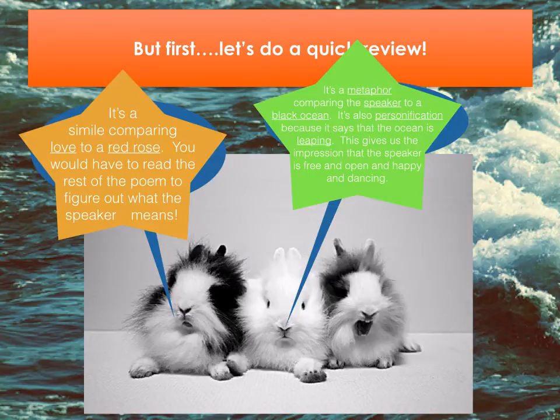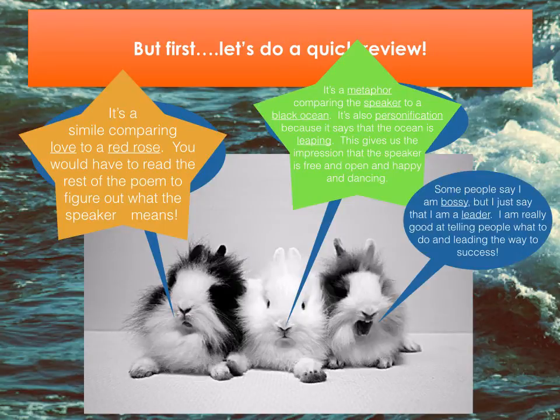So this gives us the impression that the speaker is free and open and happy and dancing, but it's much more beautiful and really gives me a great picture in my mind of the speaker of this poem. Unless she was just like, I'm happy, I like dancing. She says, I'm a black ocean leaping and wide. And you'll have to read that poem to find out why the word black is so important as well. That is the first poem in your zine if you want to check it out.